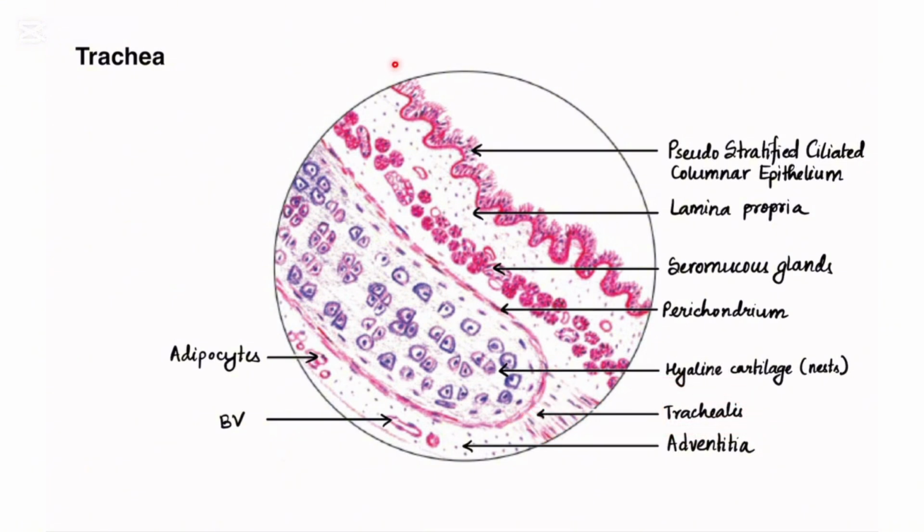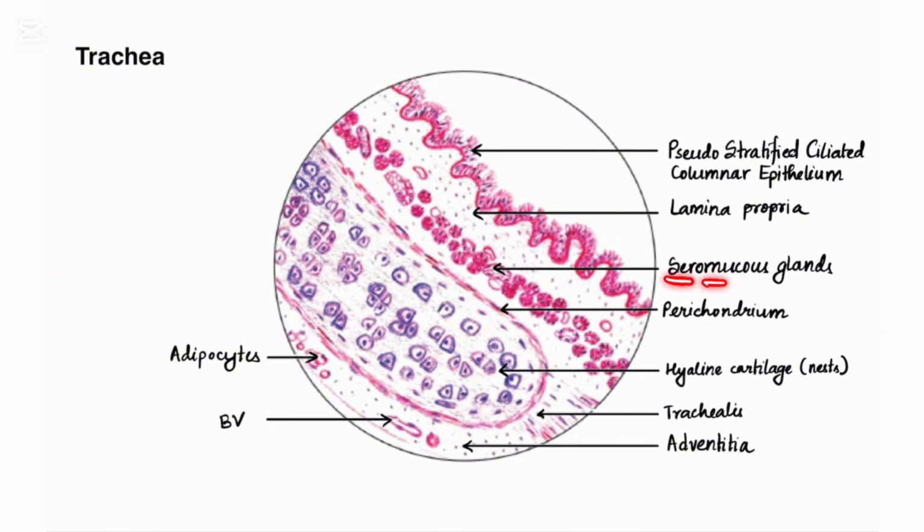So, innermost is mucosa. The mucosa contains epithelial mucosa. The epithelial mucosa is none other than respiratory epithelium or pseudostratified ciliated columnar epithelium. Below epithelial mucosa is lamina propria. Then we have submucosa. The submucosa contains lots of glands.